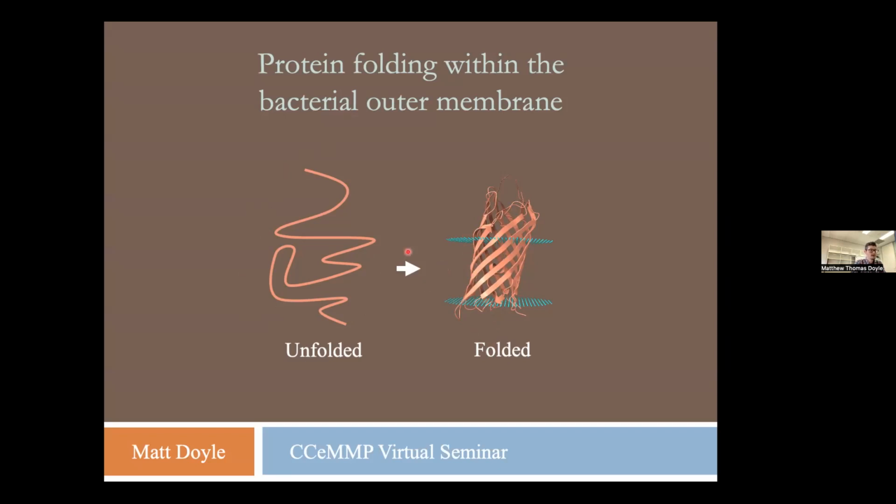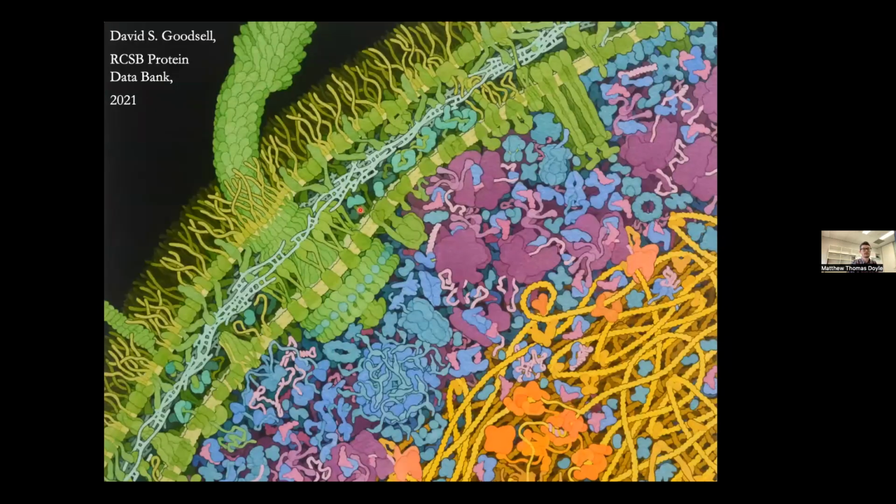And so I like to start with this slide. There's a beautiful hand painting by David Goodsell. And so this is representing a gram-negative cell envelope. And so gram-negative bacteria are diderms. So we have two membranes, the outer membrane and the inner membrane.